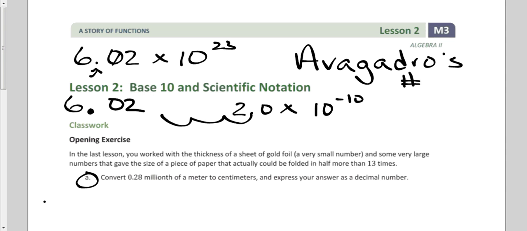6.02 times 10 to the something. Why, Tyler? Okay. Why do I choose to use 10? Because it's simple. What do you mean by simple, Andrew? What does Andrew mean by simple?